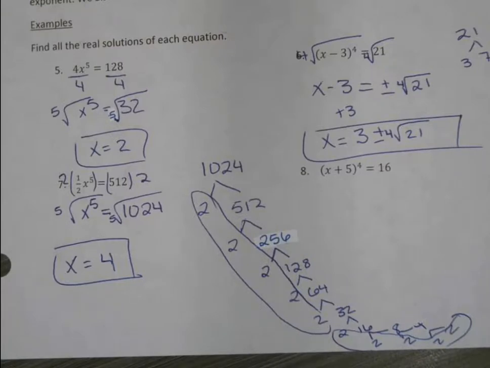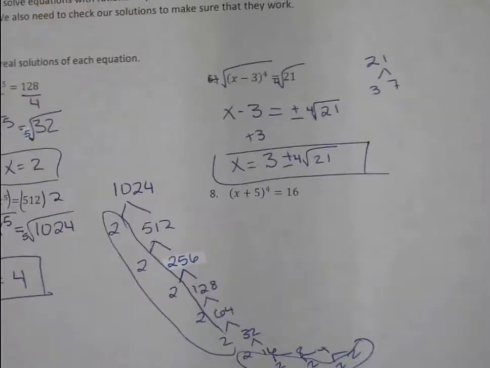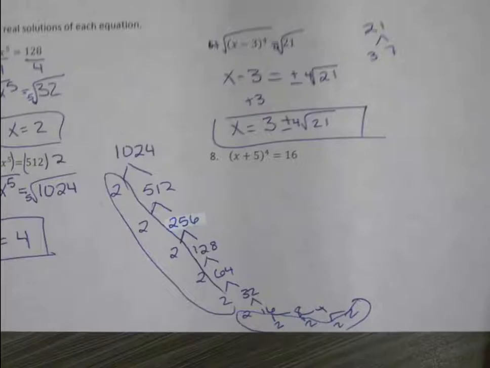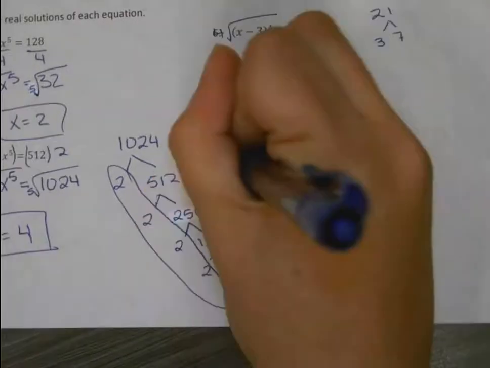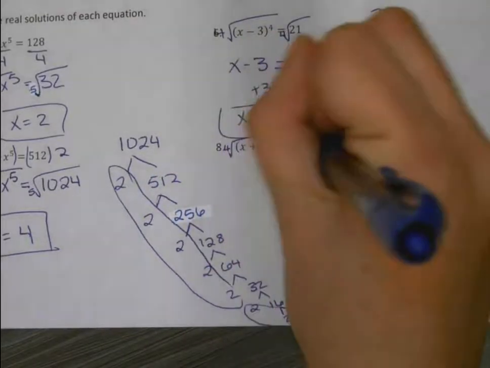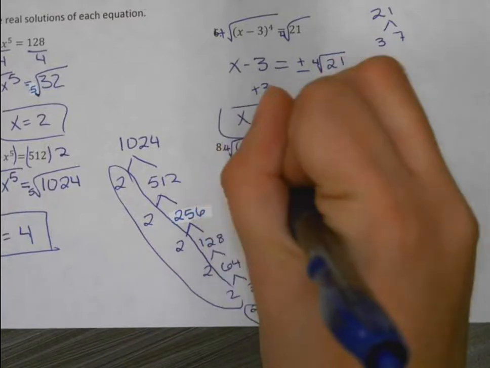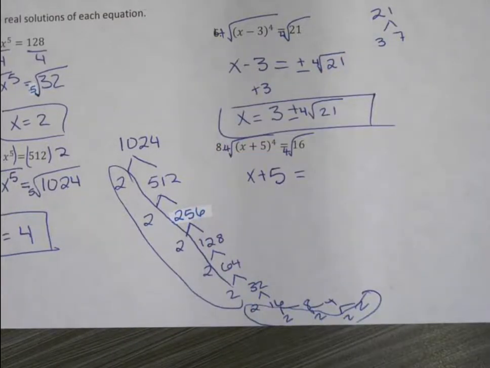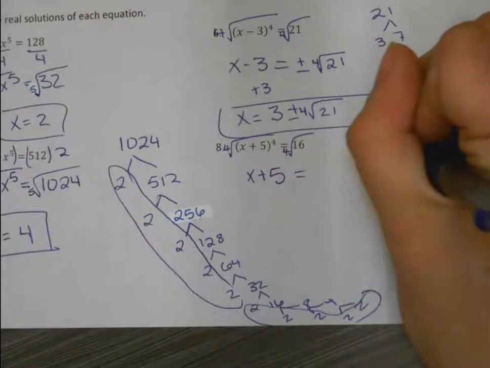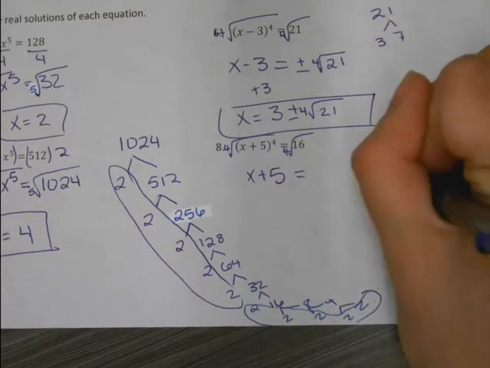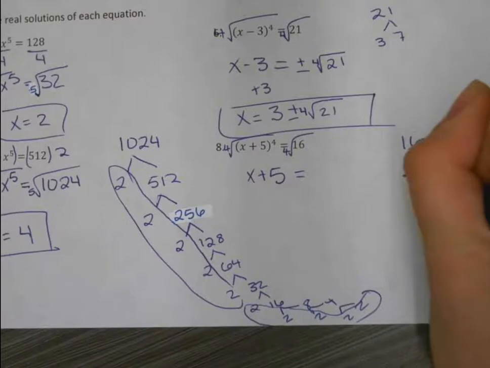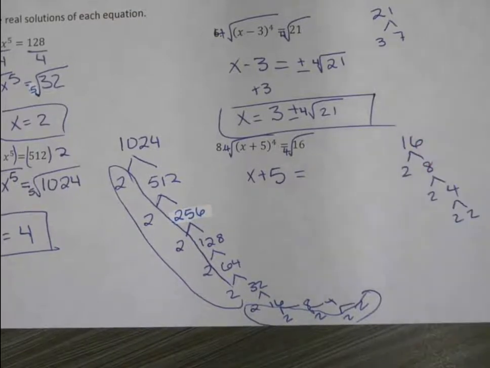Okay, guys, quiet down. Number 8. What do I want to do? So then I get x plus 5 on the left. What do I get on the right? I'm looking for the 4th root. Yeah, it's 2 because I have four 2's.